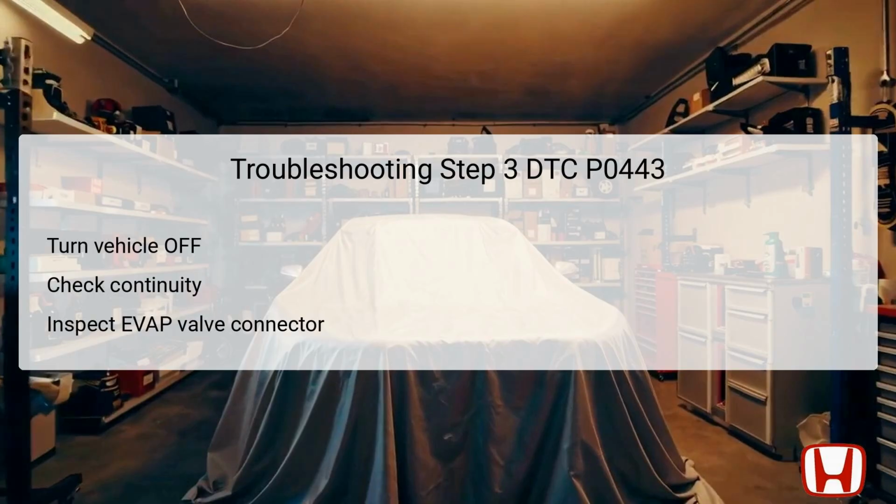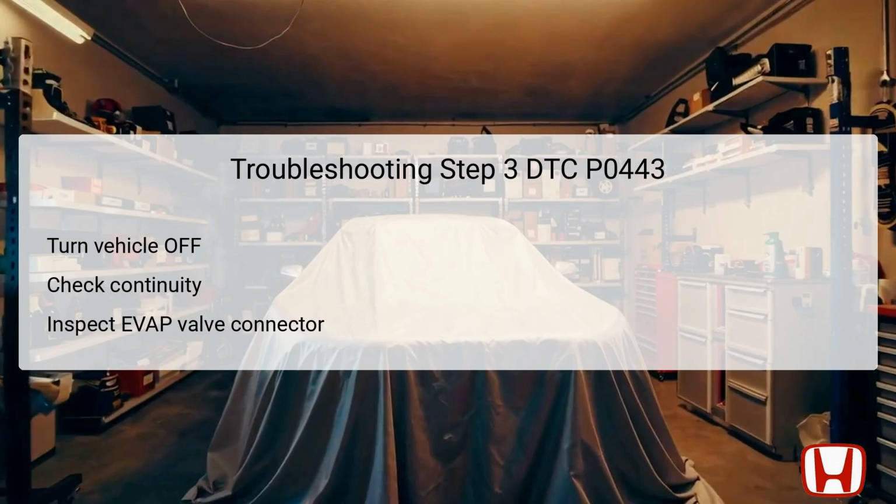Step 3 requires turning the vehicle off again to prepare for a continuity test. The technician must disconnect the EVAP Canister Purge valve's 2P electrical connector to examine the electrical integrity of the circuit. Continuity is then tested between designated test points, specifically between the terminals of the purge valve connector and body ground. This test ensures that electrical signals can pass without interruptions. If continuity is detected, it leads to the next troubleshooting step. If not, this indicates that the EVAP canister purge valve is faulty and should be replaced.